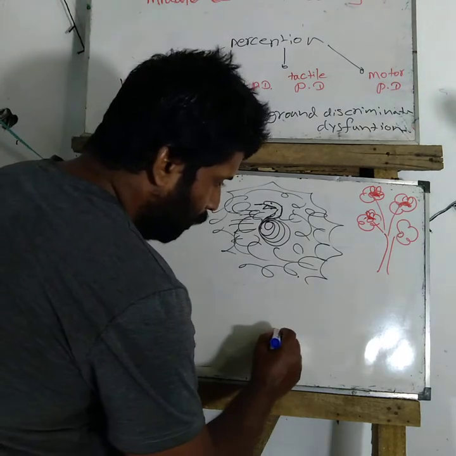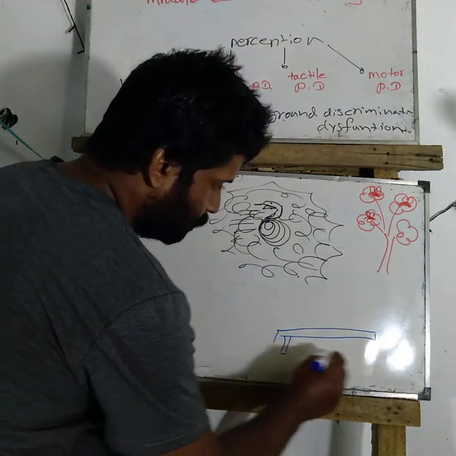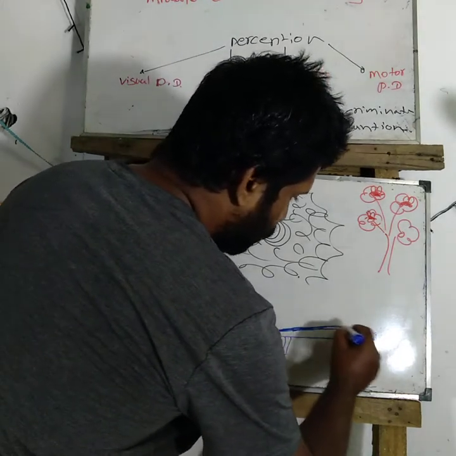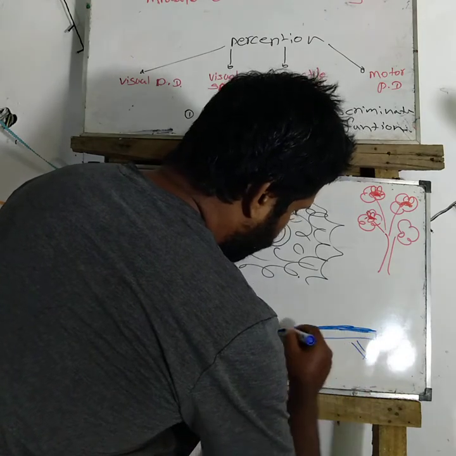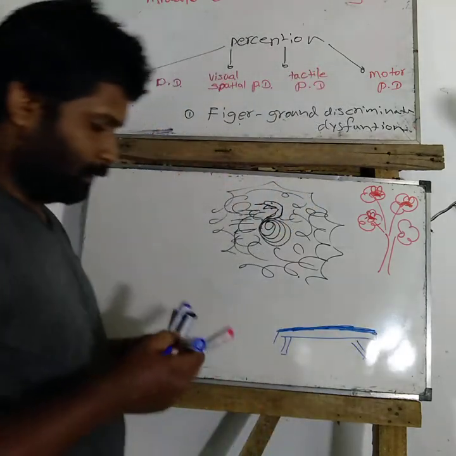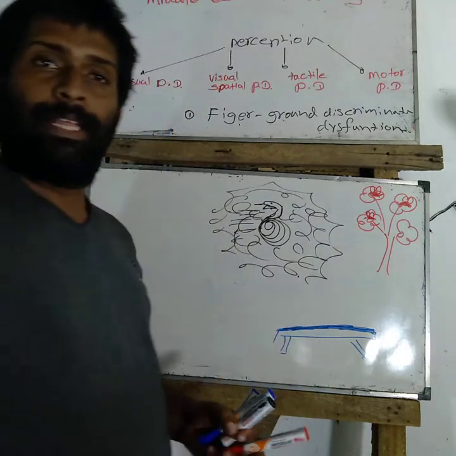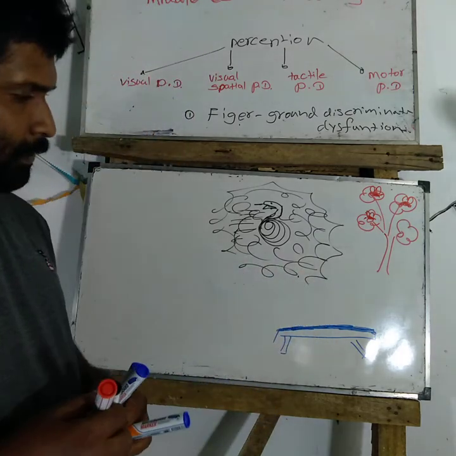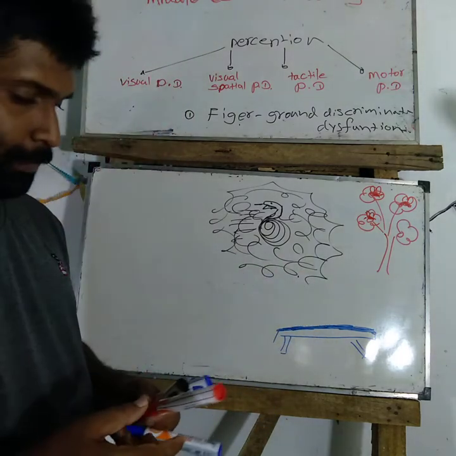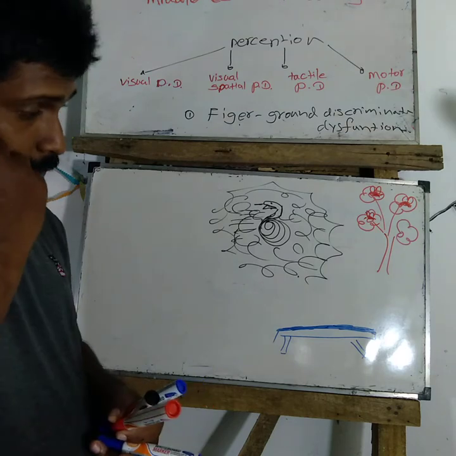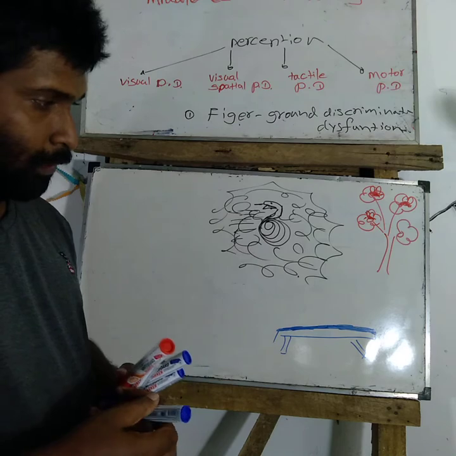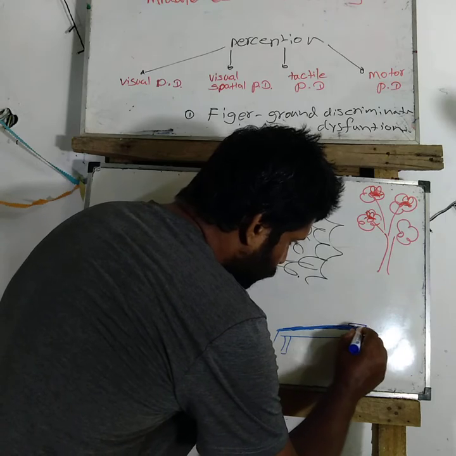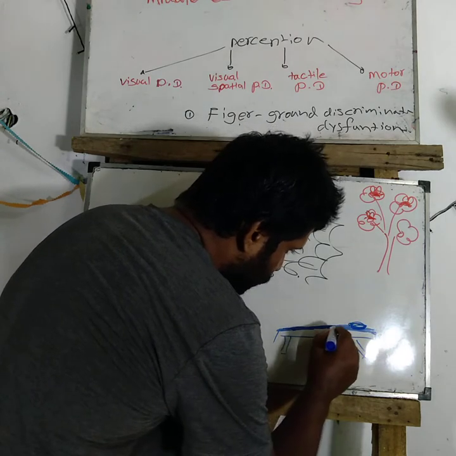This is your table inside the room. On the table there is some form of dressing, blue color. On this blue color dressing there is some form of small equipment. Sometimes a blue color DVD on the blue color table.